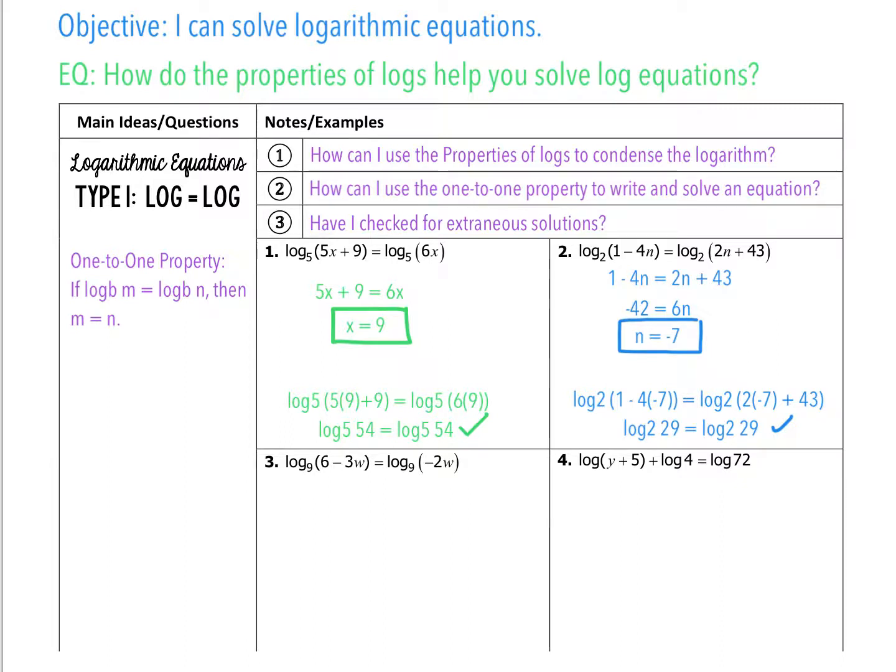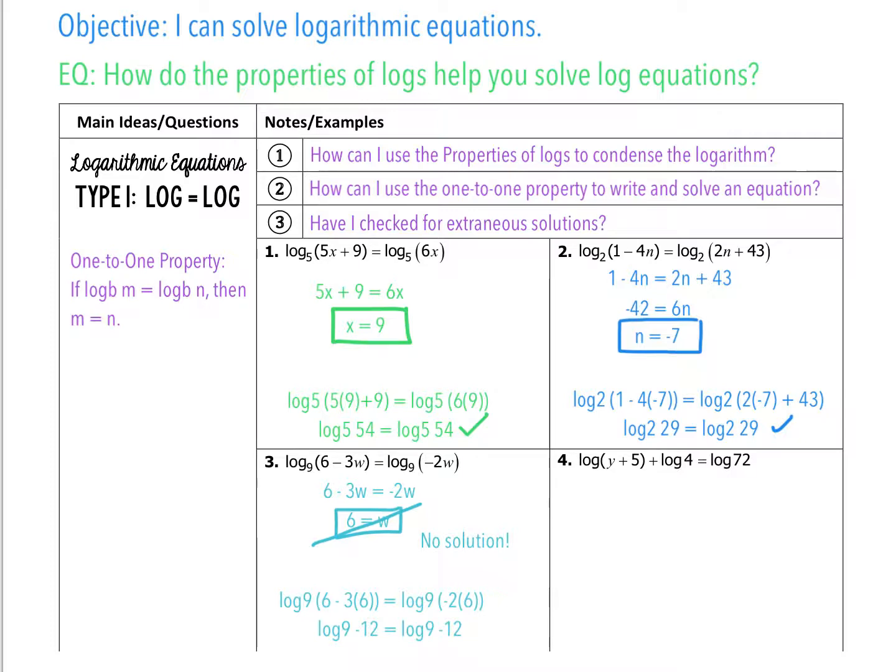Alright, go ahead and pause the video and do number 3 on your own as well. Hopefully for number 3 you were able to realize that once I solved for w equals 6 and plugged it back in, I ended up with log base 9 of negative 12 equals log base 9 of negative 12. So the value makes the equation true, but I can't have a negative log, so I'm going to have to answer no solution.